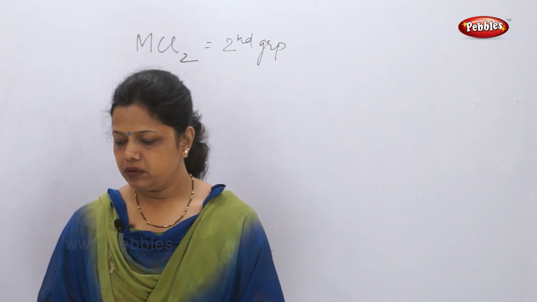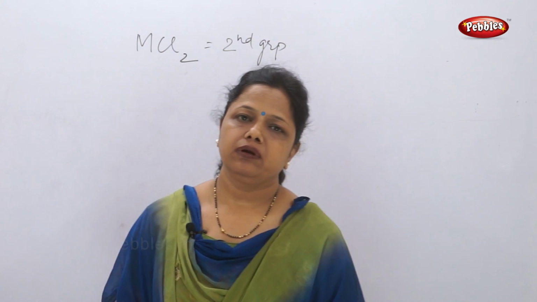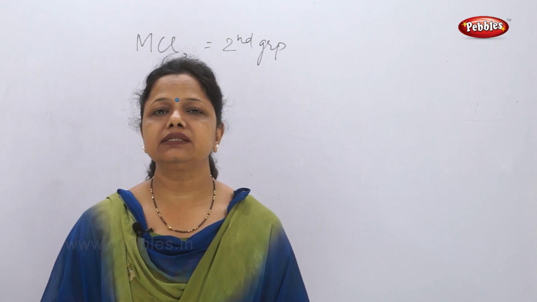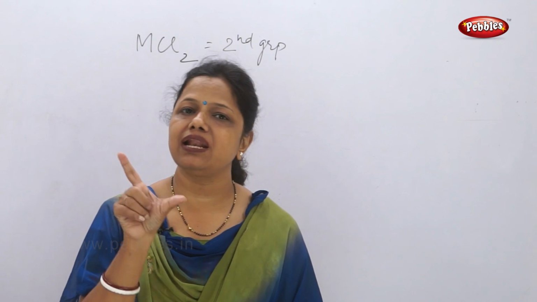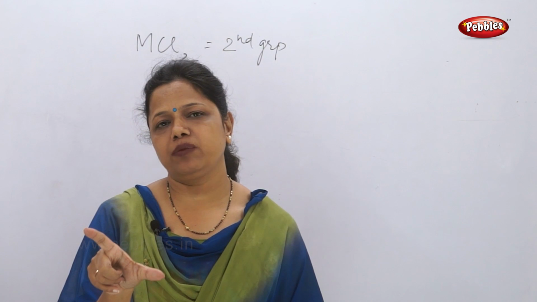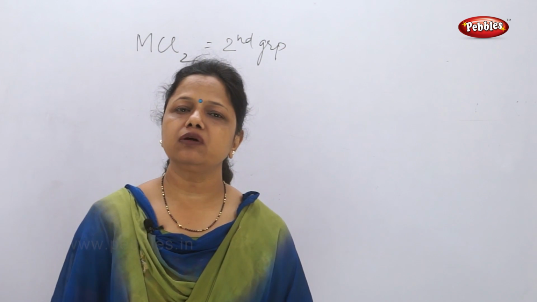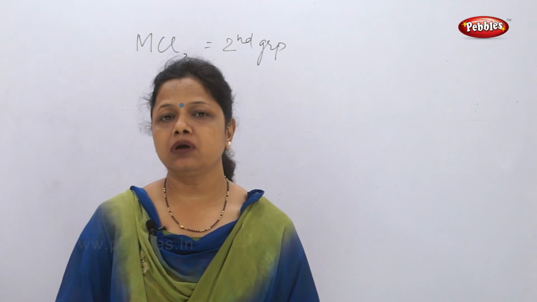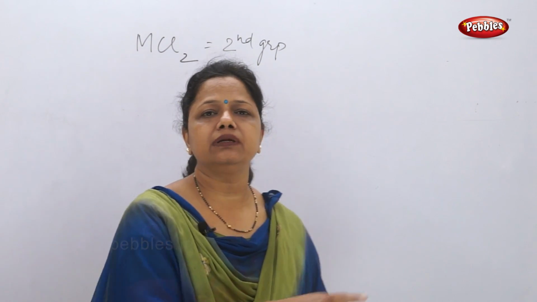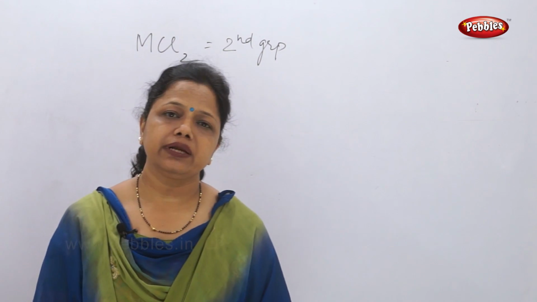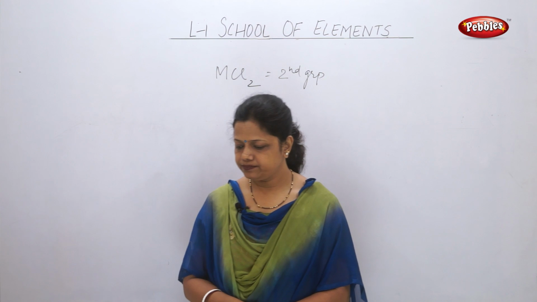Question 4. Define atomic size. How does it vary in a period and a group? Now, atomic size is the distance from the center of the nucleus of atom to the last shell. This is the atomic size or the atomic radius. And when you go from top to bottom in a group, the atomic radius goes on increasing. But when you go from left to right in a period, the atomic size or the atomic radius goes on decreasing.